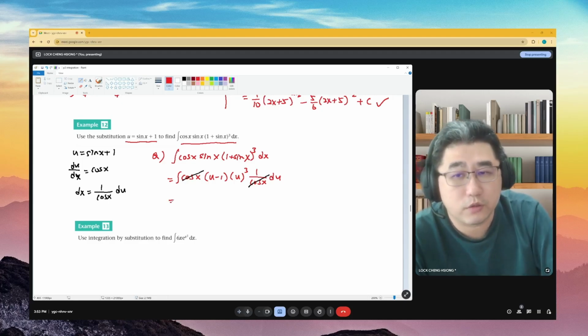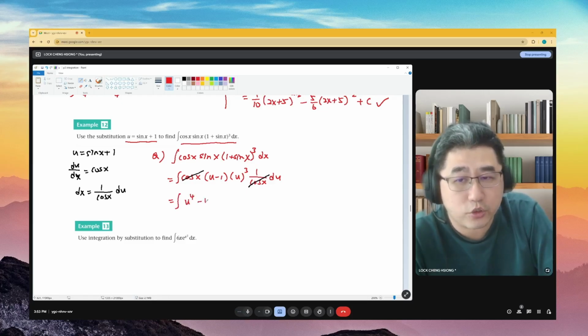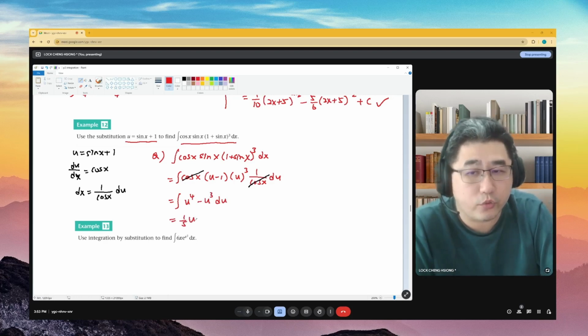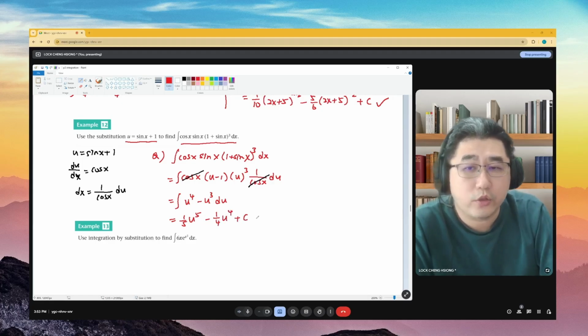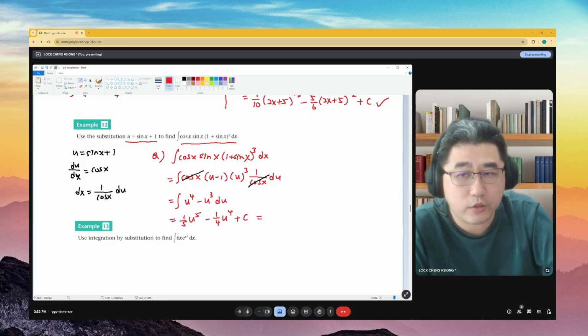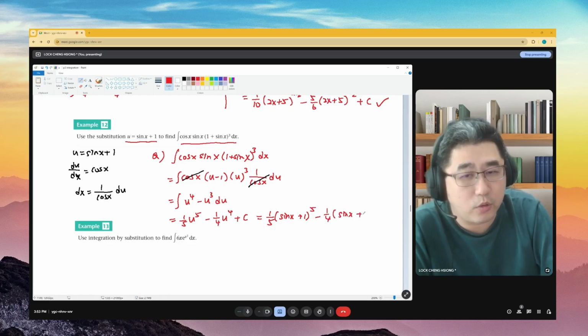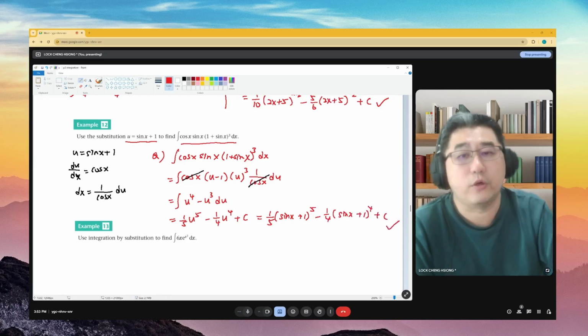Next, I will simplify the form. So I will have u power of 4 minus u power of 3 du. I do my integration: 1 over 5 u power 5 minus 1 over 4 u power 4 plus c. Don't forget, this is not your original question. Your original question is in the form of x, so remember to change it back. So I have 1 over 5 of (sine x plus 1) power 5 minus 1 over 4 (sine x plus 1) power 4 plus c. That will be your answer.